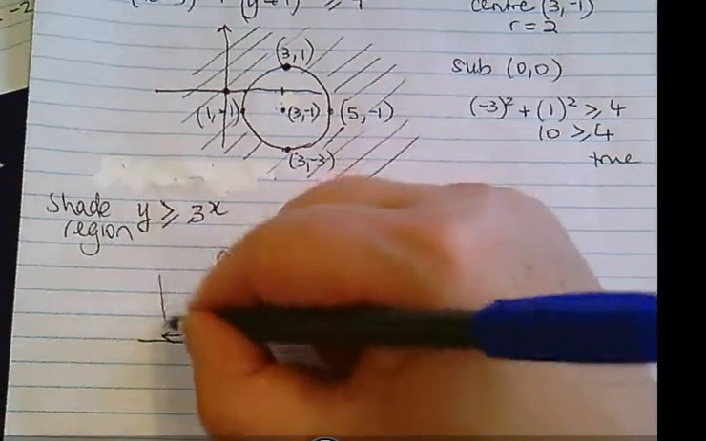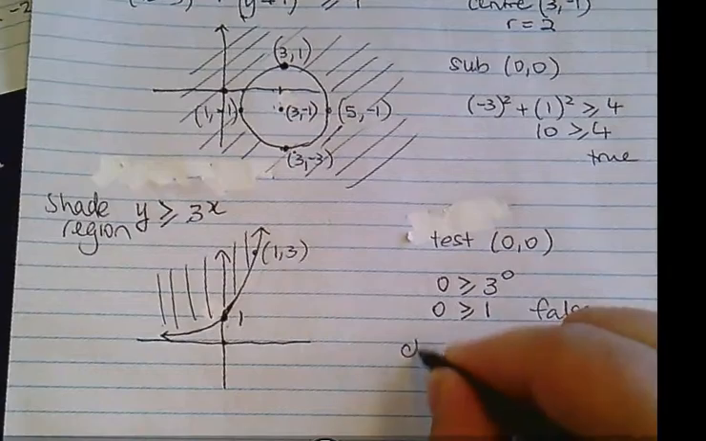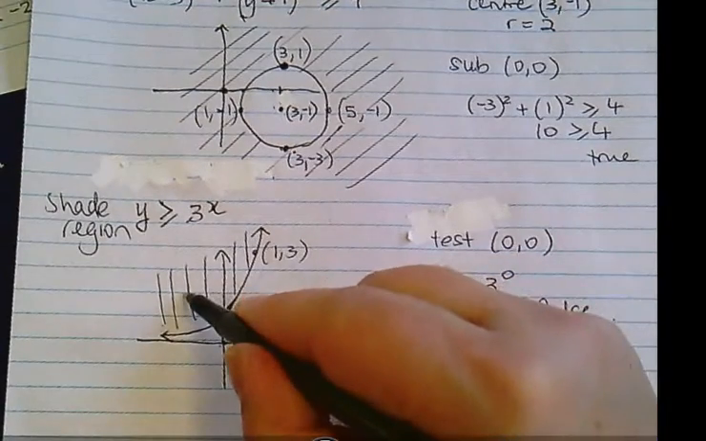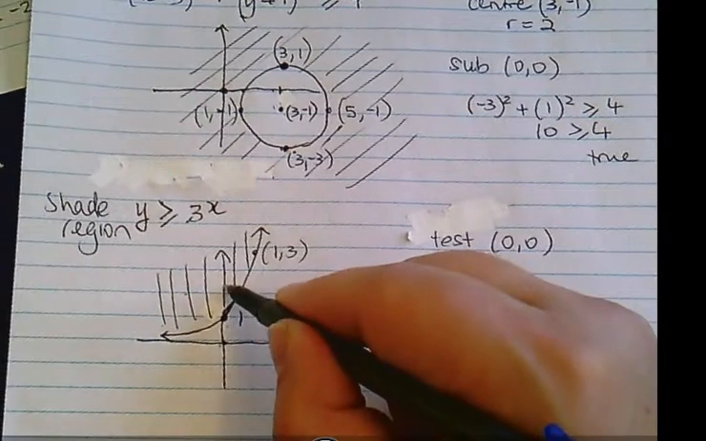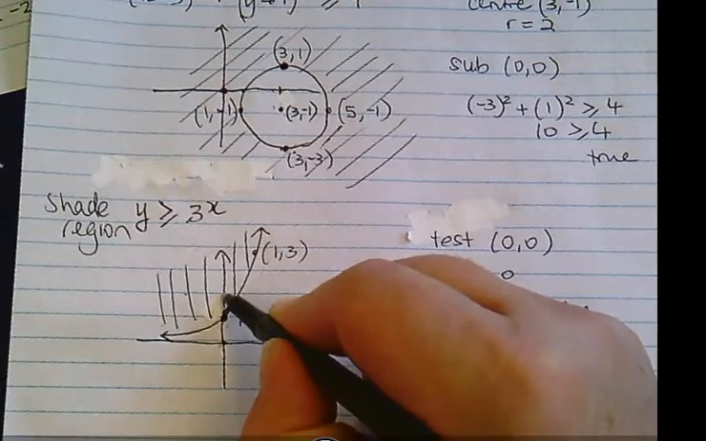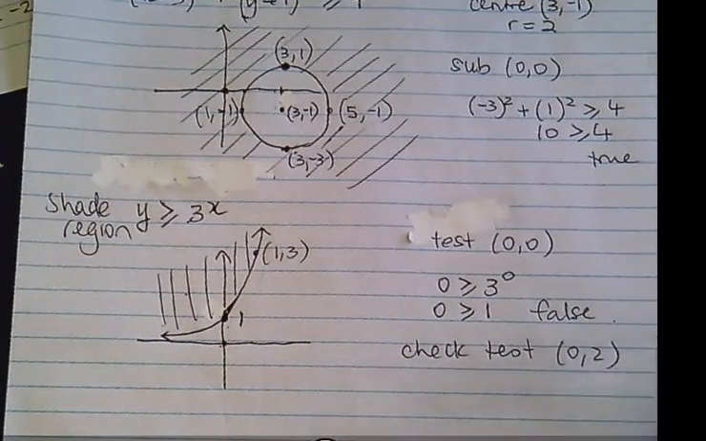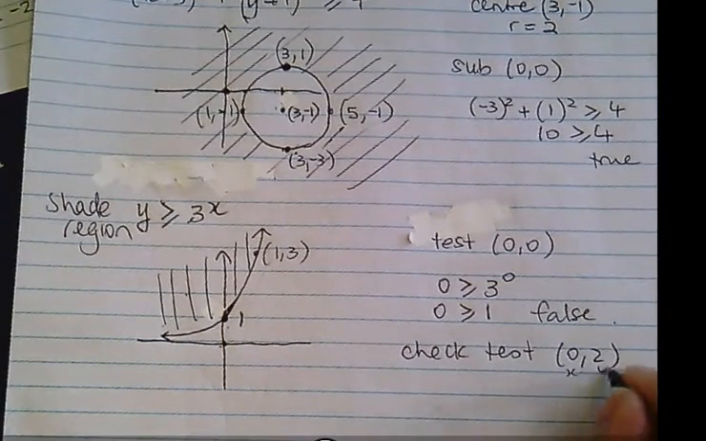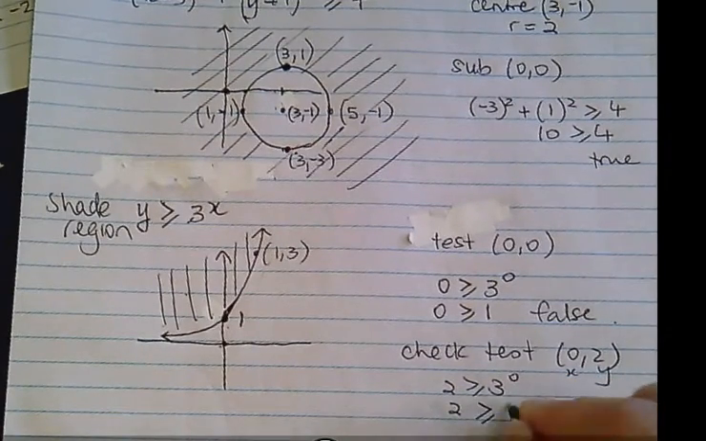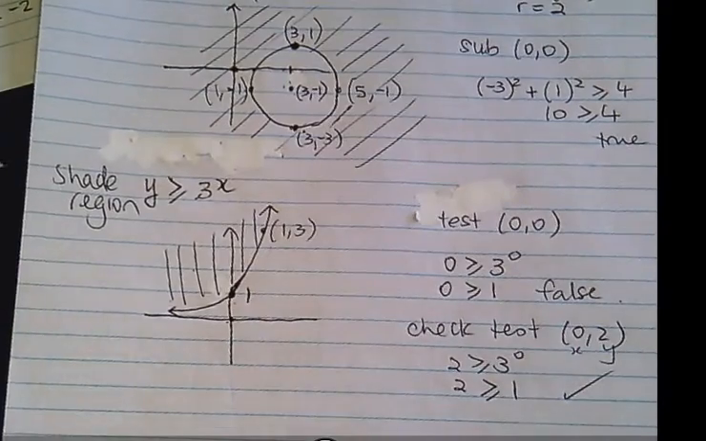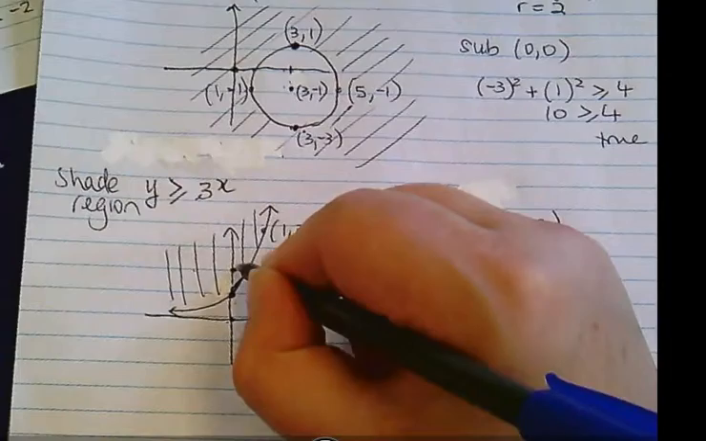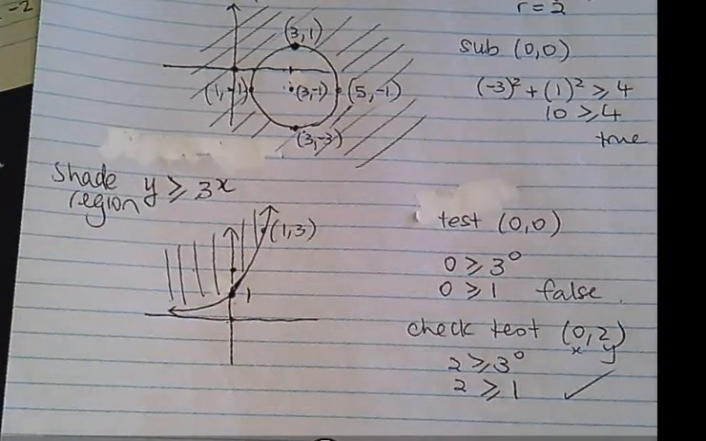We shade above, but let's just check. Let's test a point. What point could you test? You don't have to go into the negatives if you don't want. You could test 0, 2. That's x is 0, y is 2. So I've got 2 is greater than or equal to 3 to the power of 0. 2 is greater than or equal to 1. That's true. Okay? So the point 0, 2 is up here. That's fine. You would shade there.